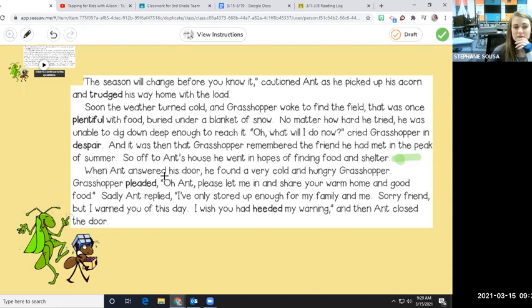When Ant answered the door, he found a very cold and hungry grasshopper. Grasshopper pleaded, "Oh, Ant, please let me in and share your warm home and good food." Sadly, Ant replied, "I've only stored up enough food for my family and me. Sorry, friend, but I warned you of this day. I wish you had heeded my warning." And then Ant closed the door.